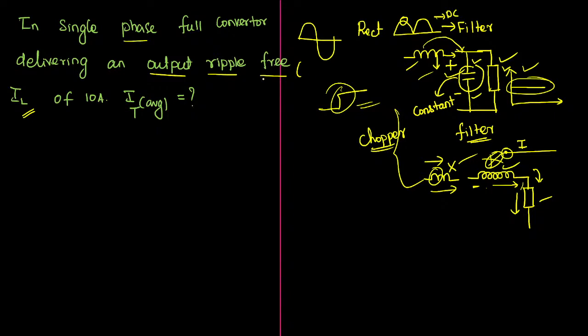So output ripple free means one large inductance is connected in series with the load. Because of that, current is maintained as a constant 10 ampere. Okay, it is a single phase full converter. Now it's time to find the average value of the thyristor current. Now you can drop your answer. Take your time, no issues, but I need an answer. That's all.